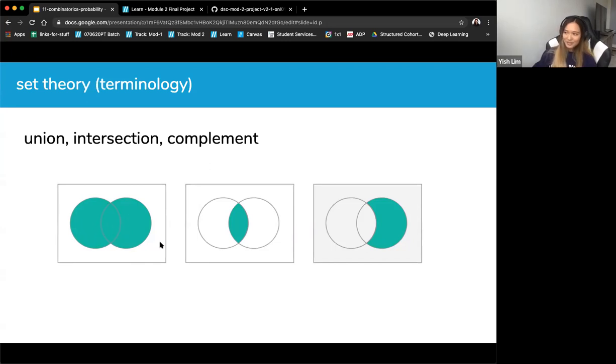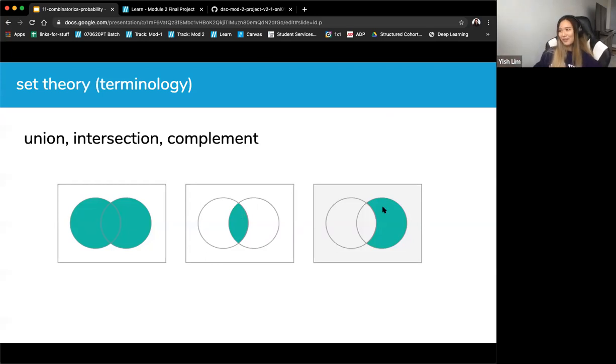And then when we have union, we also have intersection. Intersection looks at only the values that are in both A and B. So in this case, it will only be the numbers 4 and 6, because 4 and 6 exist in both A and B.